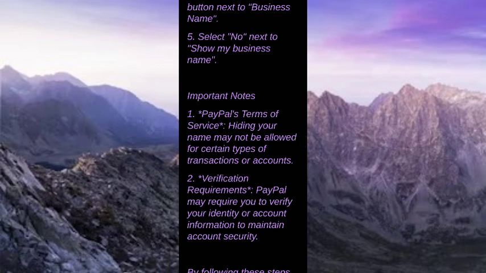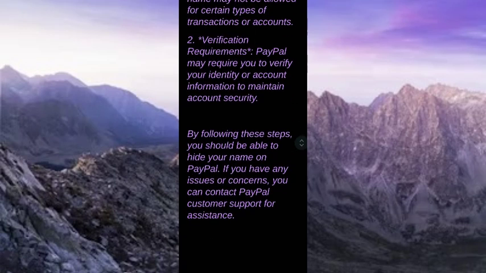Now, it's important for you to note that hiding your name may not be allowed for certain types of transactions or accounts, and PayPal may require you to verify your identity or account information to maintain account security.